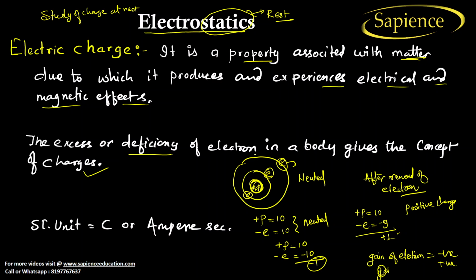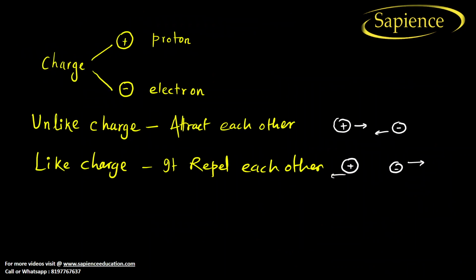So the excess or deficiency of electrons in a body gives the concept of a charge, either positive or negative. The SI unit of charge is coulomb or ampere second. Basically we will use coulomb. Now let us go forward to the next slide.